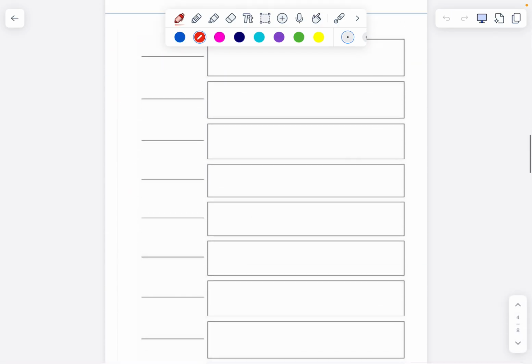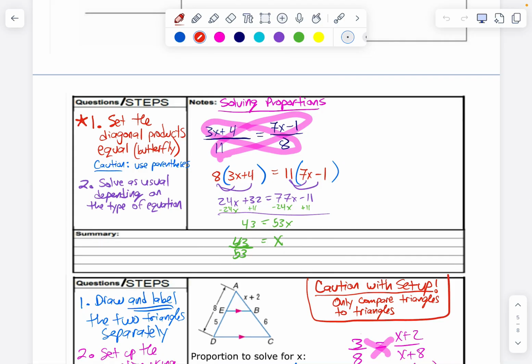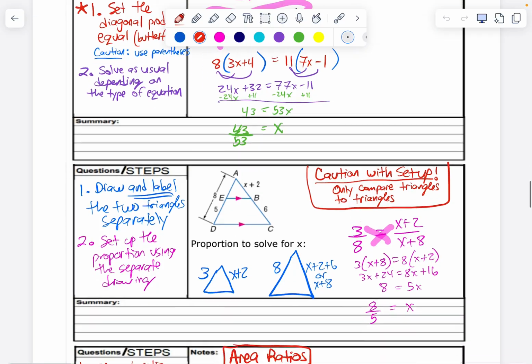Just to remind you of some of the examples that we've done. So remember the butterfly method for solving proportions. You just set your cross products equal. Sometimes that yields a quadratic, and in that case, we're factoring. In this class, most of the stuff, if not all, will factor. So set your cross products equal.